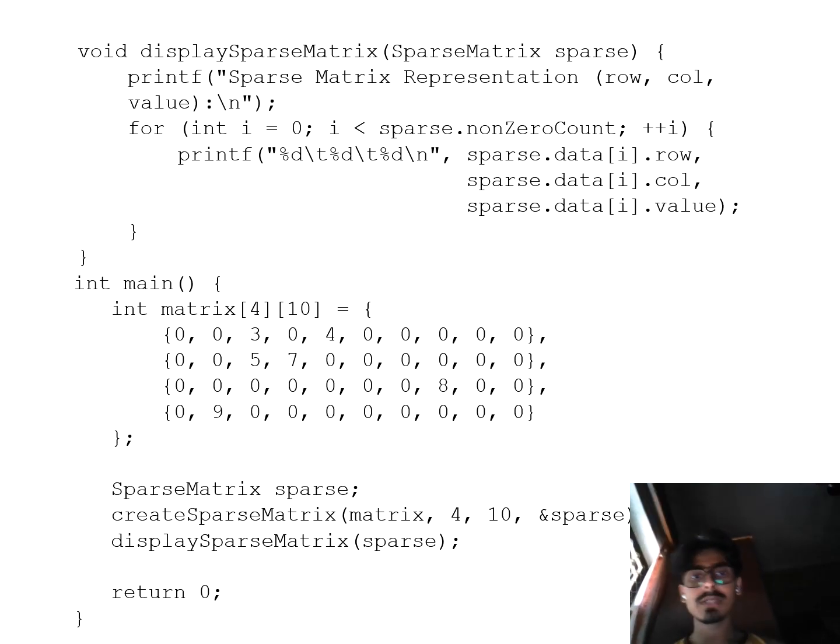Then there's the display function, display sparse matrix, which simply prints out the sparse matrix in three-tuple form: row, column, and value for each non-zero entry. And then there's the main function. We define a 4 by 10 matrix with a few non-zero elements. We then call the functions to create and display the sparse matrix. This is how we convert a regular matrix into a compact, memory-efficient format using our code.